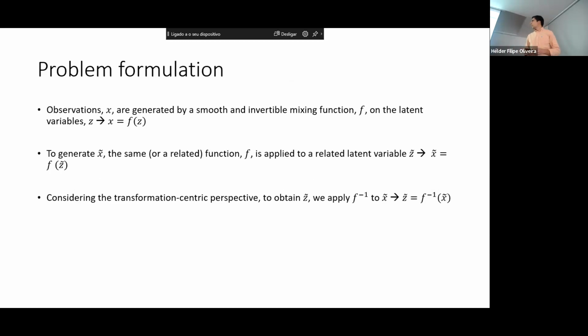Just to formalize this problem a little bit, we have an observation x, and we assume it is generated by a smooth and invertible mixing function f on the latent variables. To generate the augmented view, we will apply the same or a related function to the transformed latent variables, and then we will obtain the augmented view. From the other perspective, to obtain the latent variables, we can apply the inverse of f to our observation.